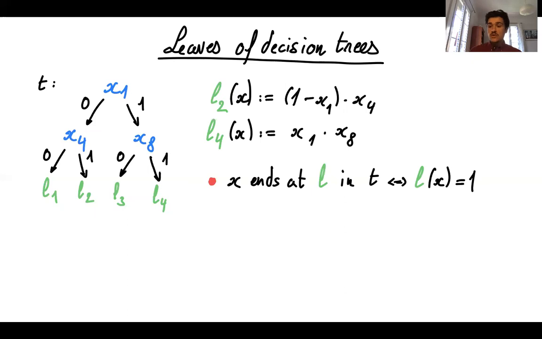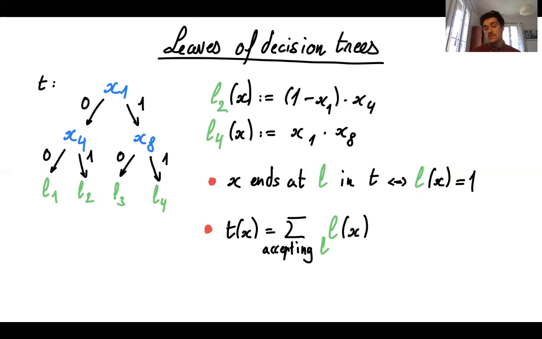Okay, so a nice trick with this is a characterization of the output of the tree. An input x, T outputs what? It outputs basically the sum of all the indicator leaves for any leaf which is accepting. We say that a leaf is accepting if it outputs 1 and non-accepting if it outputs 0. So this is basically the idea behind the transformation.